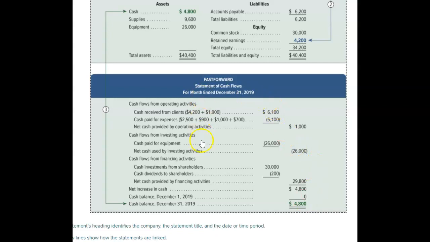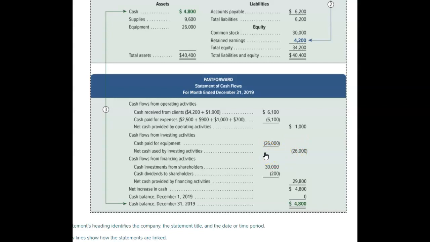Once you're finished with the statement of cash flows, it's important to compare the ending balance on the statement of cash flows with the cash balance shown on the balance sheet. In this case, the 2 numbers are the same. They should be the same. If they are different, it means that 1 or more errors are in your statement of cash flows and will need to be fixed before you're finished with the statement of cash flows.